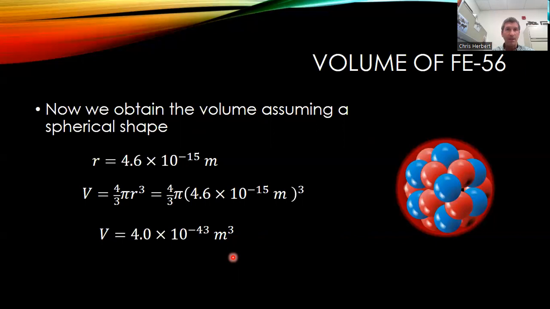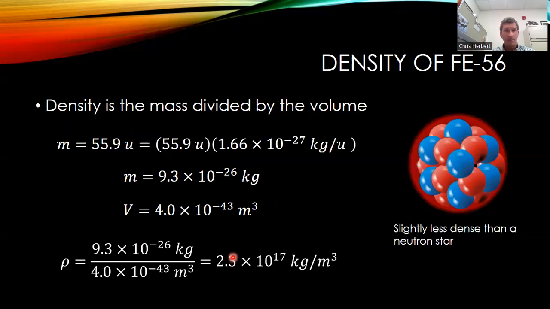Okay, so we know density is equal to mass divided by volume. We're just going to put the two together. The mass of iron-56 is 55.9 Daltons, or unified atomic mass units. We multiply this times 1.66 times 10 to the minus 27 kilograms per u. That gives us a mass of 9.3 times 10 to the minus 26 kilograms. Mass divided by volume gives me density.